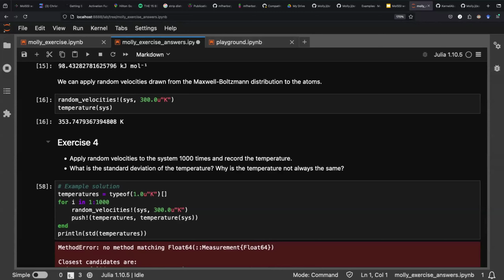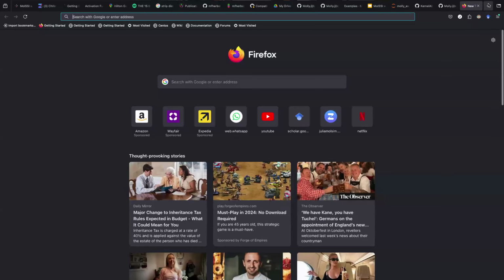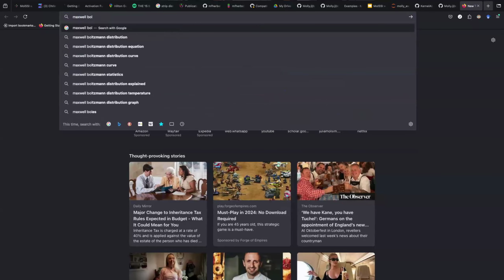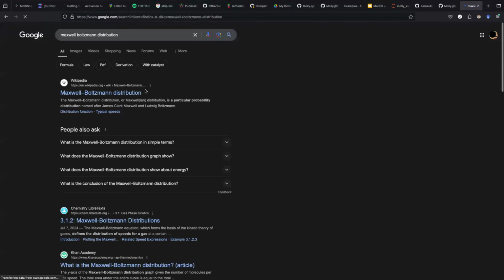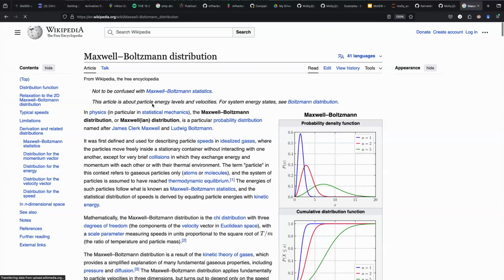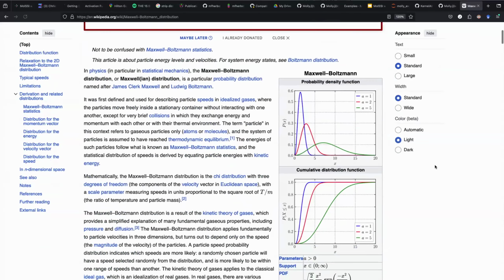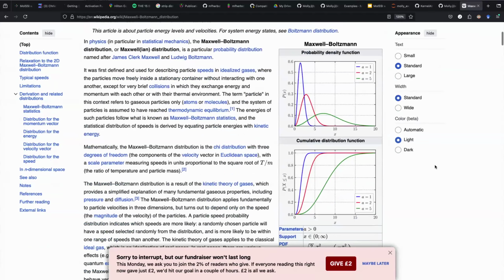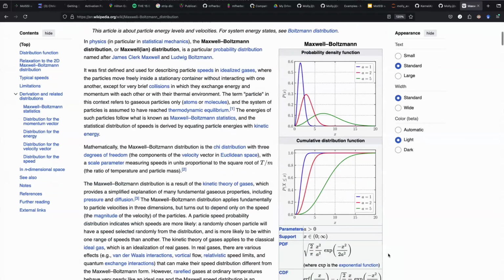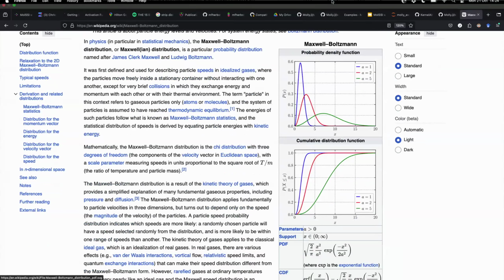So the distribution we're drawing from is the Maxwell-Boltzmann distribution. You're basically taking a random Gaussian velocity in each of the 3 dimensions. And so when you generate that for each of the atoms, there will be a slight variation.